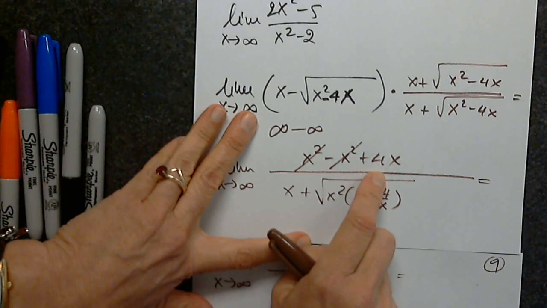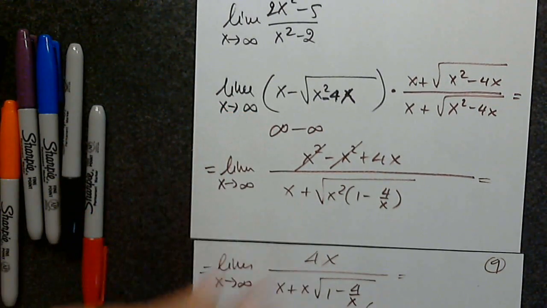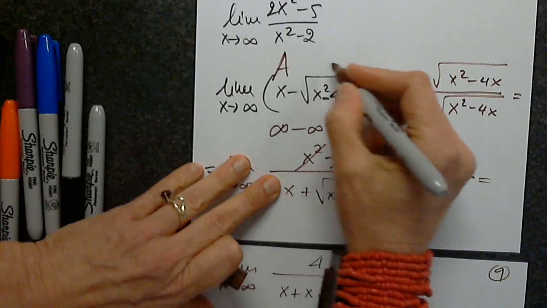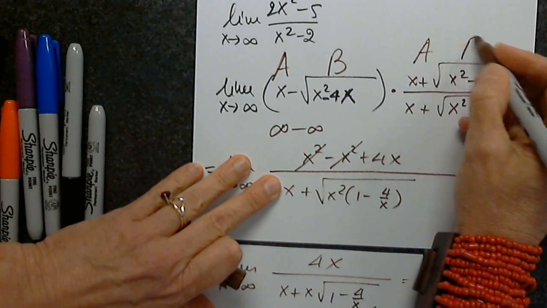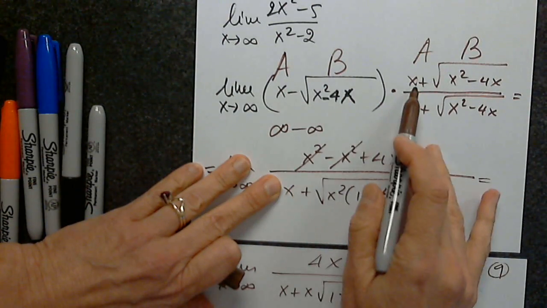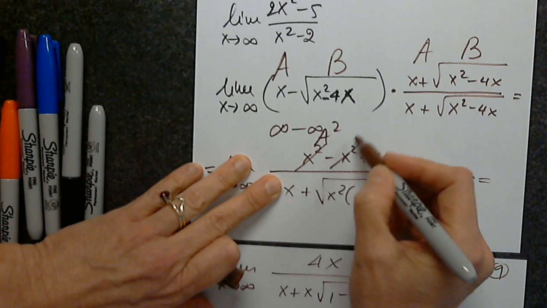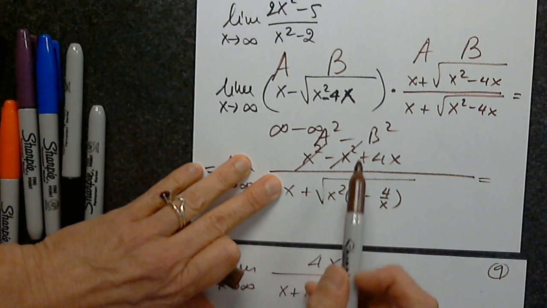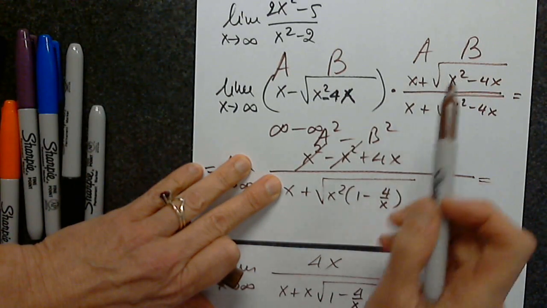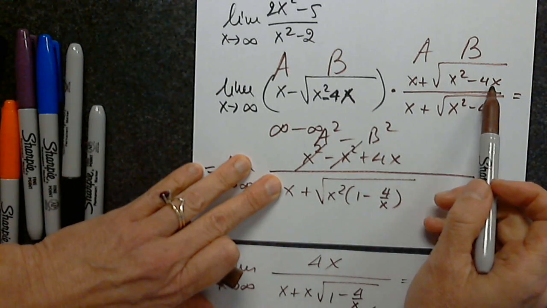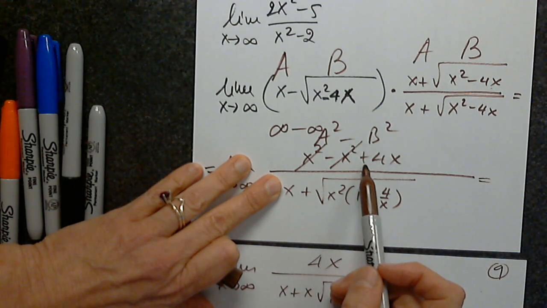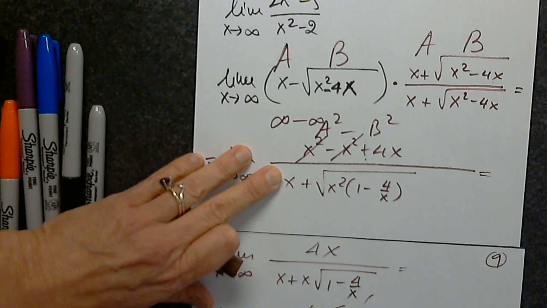Is that okay? Say it again. This is A, this is B, this is A, this is B. A minus B times A plus B is A squared minus B squared. So minus x squared minus negative 4x. Is that okay? Yes. You wanted to say something?